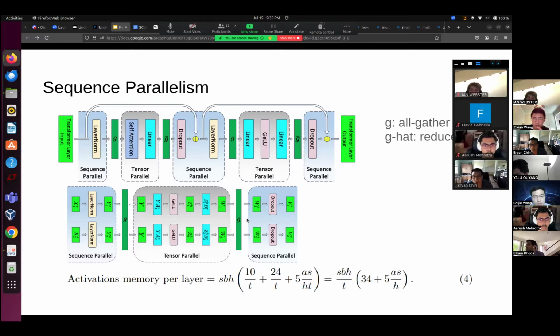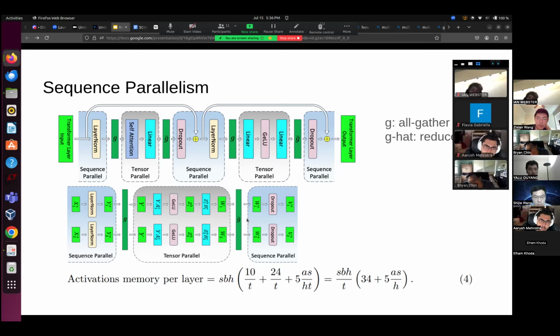I believe for the G hat, we're collecting all the data from each GPU, and then we're going to prepare it for our sequence parallelism. So we need to distribute it in the correct way, so that the data is split along the sequence dimension.